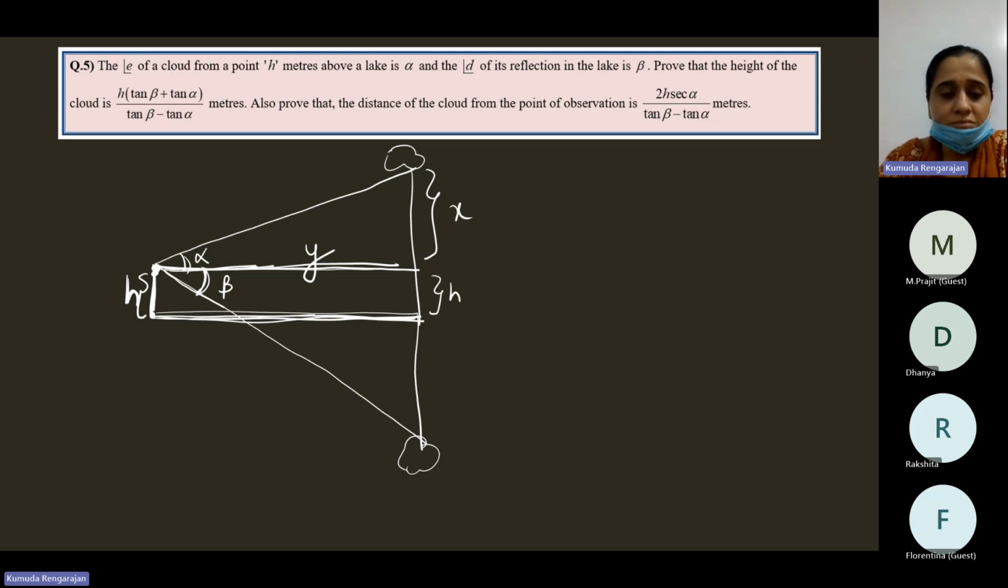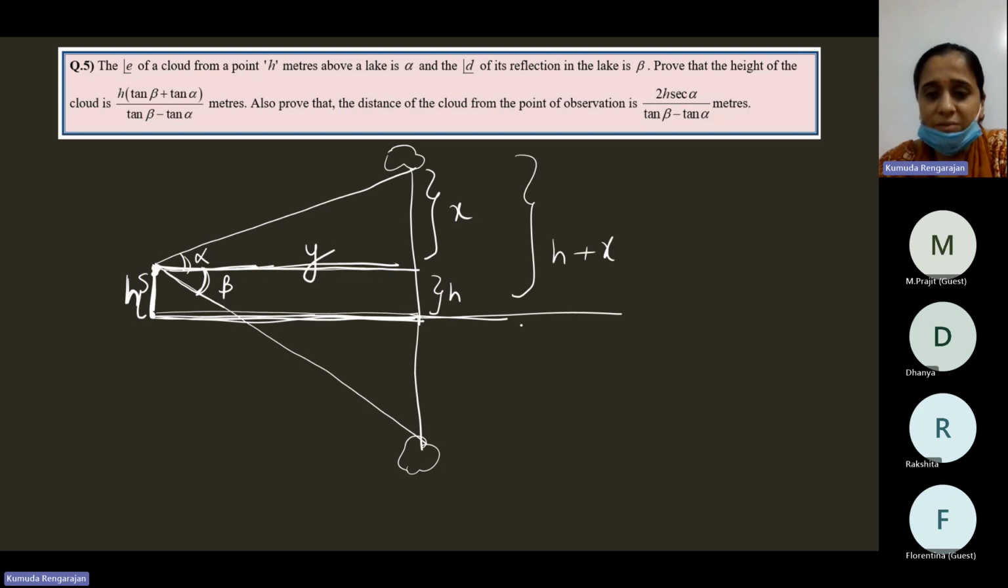Okay. Now, this is the surface of the water. What is the distance from the surface of the water to the cloud? It is h plus x. So the same will be the distance here, no? From here to here, below the surface of the water. That is, the surface of the water to the reflection of the cloud also will be h plus x.